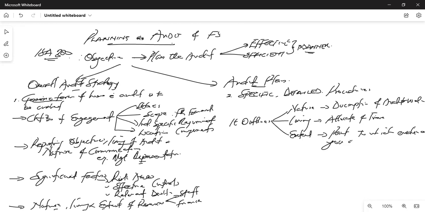The evidence you gather is enough. So at what point do you say the evidence that you have gathered is enough?